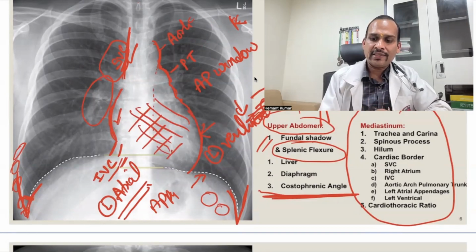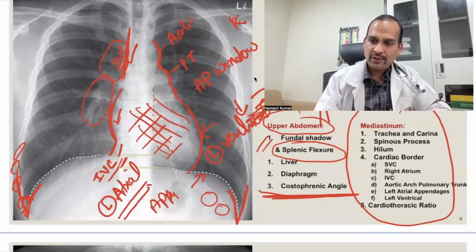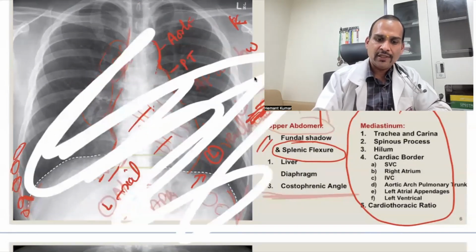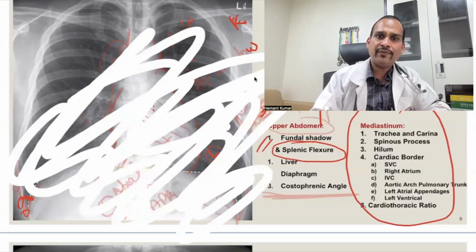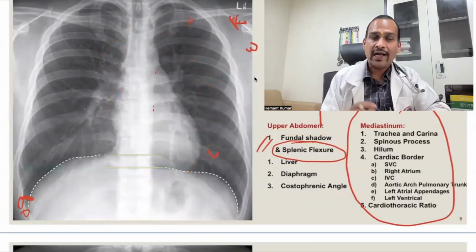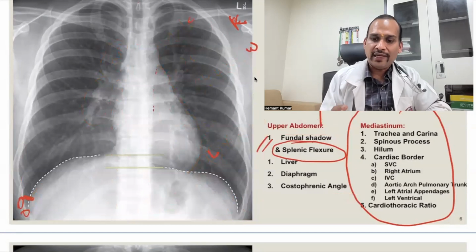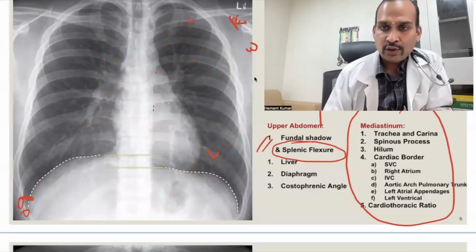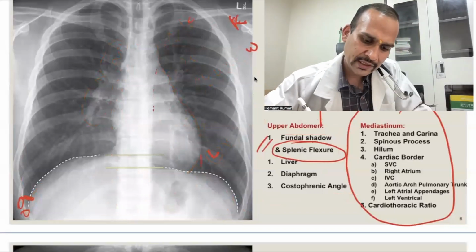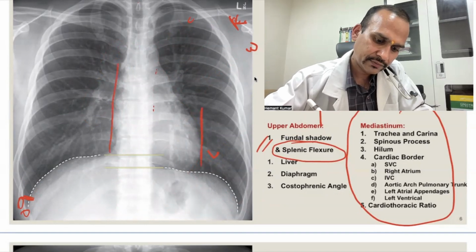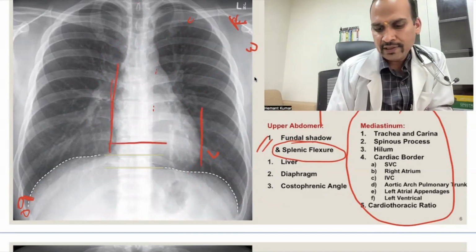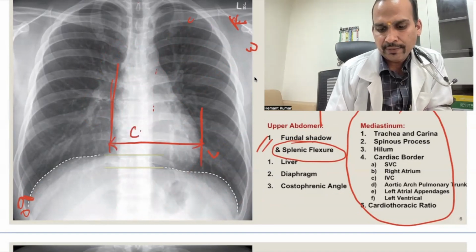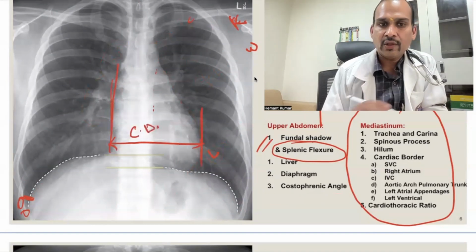Now the important thing is the cardiothoracic ratio. What is the cardiothoracic ratio? We need to look at it whenever we have to find out cardiomegaly. As the name suggests, cardiothoracic ratio: for the cardiac diameter, we have to take the maximum cardiac diameter. So we can see this distance. This is the cardiac diameter.